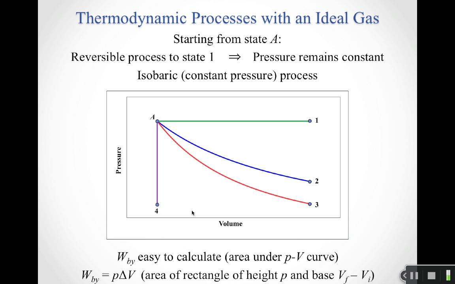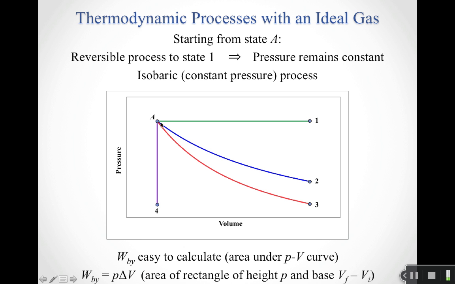All right, so the special system that we're going to deal with, because it gives us nice, easy, clean results, is an ideal gas. And so if we think about the four special processes that we talked about with an ideal gas, here we're going to start in state A. We've got a PV diagram, so pressure on my vertical axis, volume on my horizontal axis. And the fact that I can draw out each process tells me that I have a reversible process. So my reversible process to state 1 means that I start here at state A, head out to state 1.